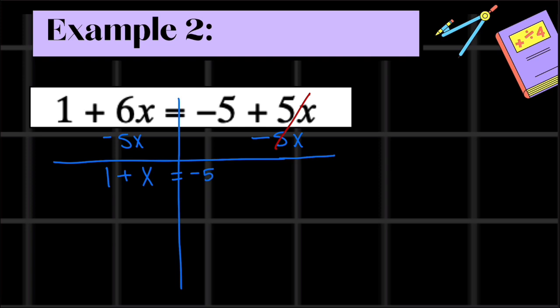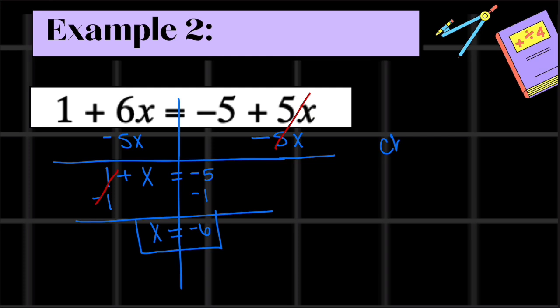Now my variables are on one side. Now I'll move my constants to the other side. So I'm going to move this positive 1 to the other side of the equal sign by doing inverse operations. So I'm going to subtract 1 from both sides. 1 minus 1 cancel out. So on the left, I'm just left with x equals, and on the right, I have negative 5 minus 1, which is negative 6. I'm going to box my answer.